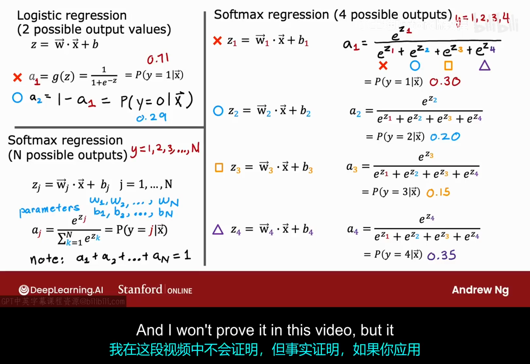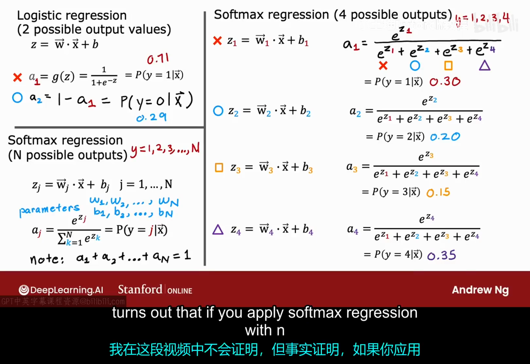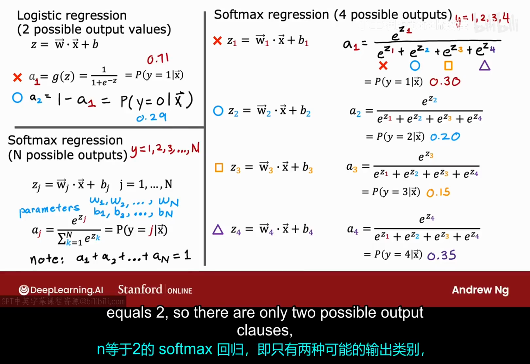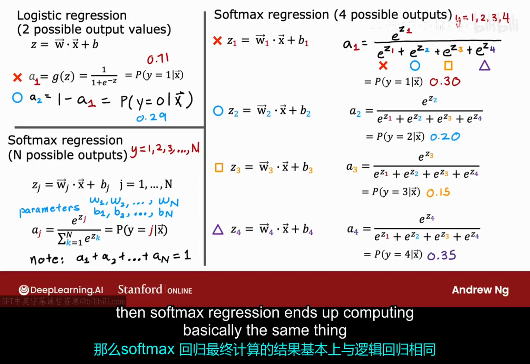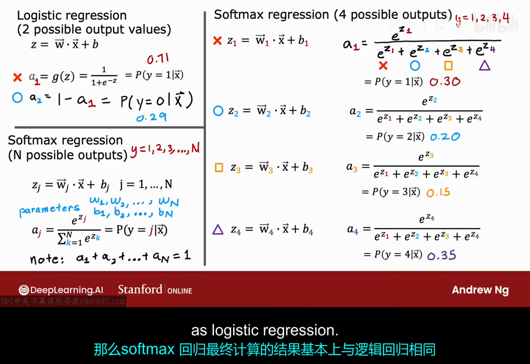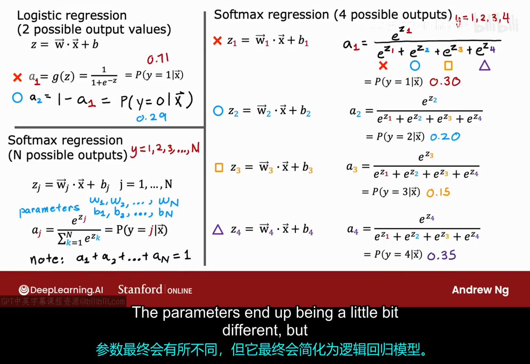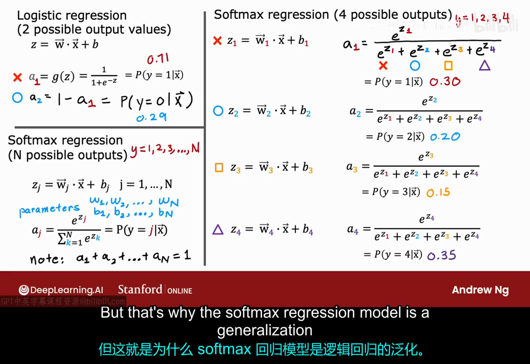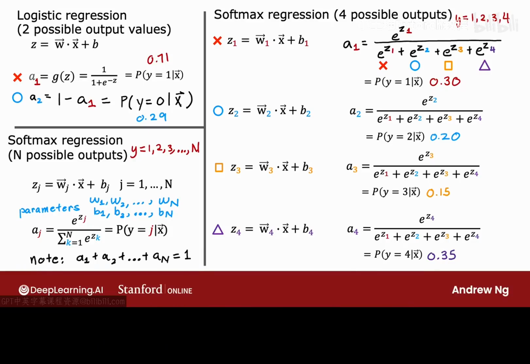I won't prove it in this video, but it turns out that if you apply softmax regression with n equals 2, so there are only 2 possible output classes, then softmax regression ends up computing basically the same thing as logistic regression. The parameters end up being a little bit different, but it reduces to a logistic regression model. That's why the softmax regression model is a generalization of logistic regression.